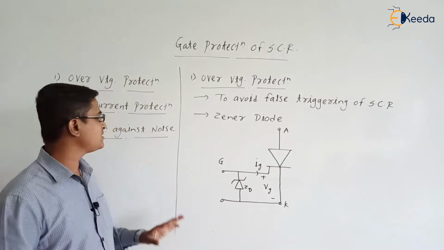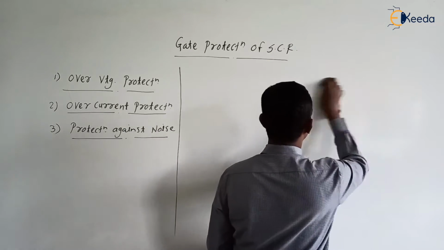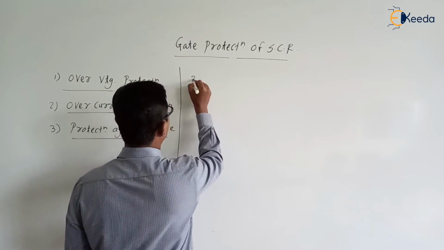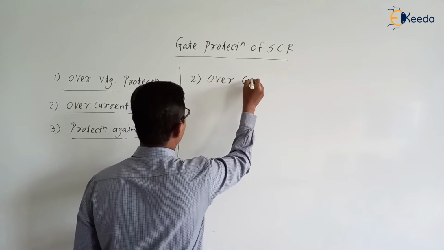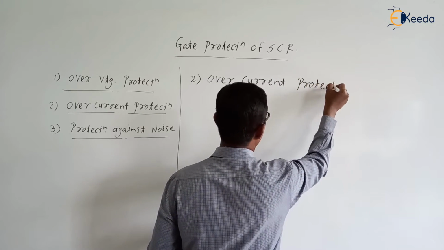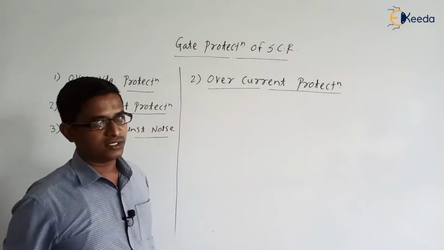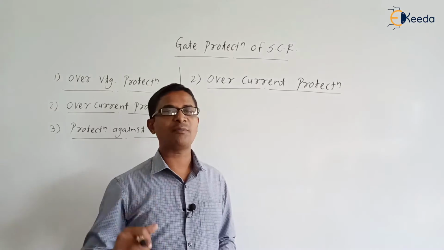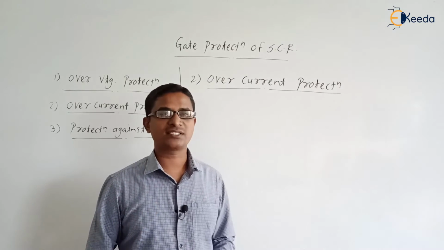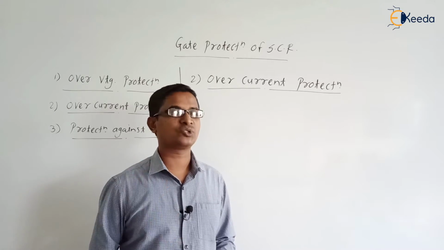Next is the overcurrent protection. Why do we need to protect the SCR against overcurrent? Here overcurrent means Ig is high. As we know, the manufacturer gives us the minimum and maximum allowable values of the gate current. If the gate current exceeds the maximum value of the gate current, it will cause damage to the gate cathode circuitry.